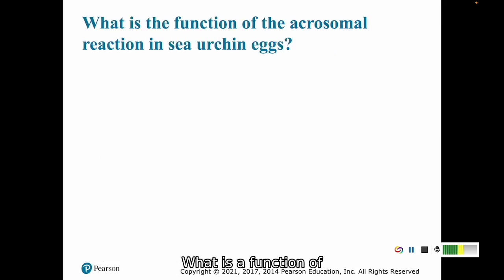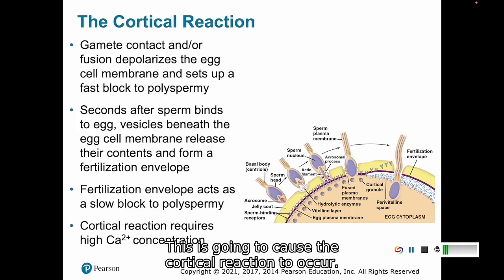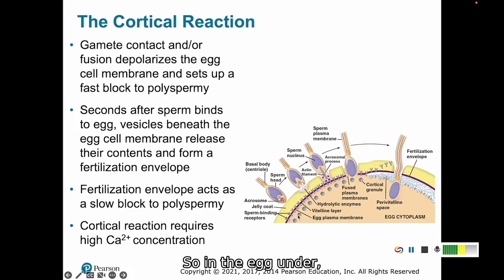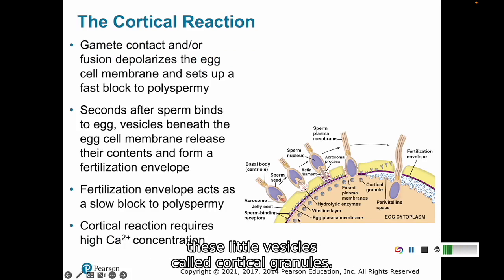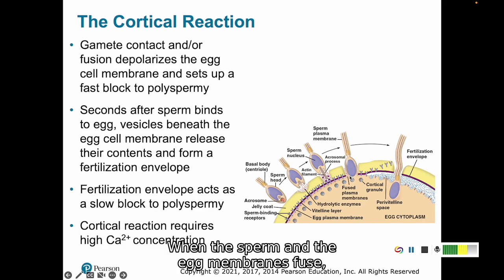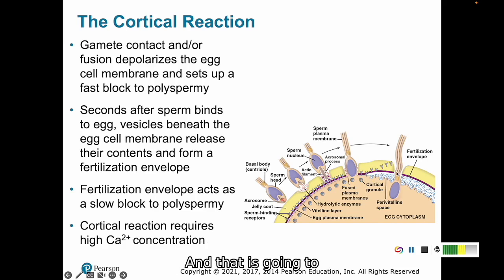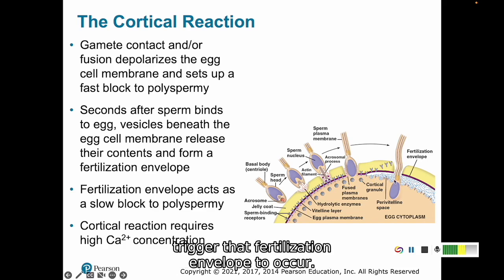Okay, what is the function of the acrosomal reaction in sea urchin eggs? This is going to cause the cortical reaction to occur. So in the egg, just under the membrane, are these little vesicles called cortical granules. And when the sperm and the egg membranes fuse, these cortical granules are going to spill their contents out to the edge of the egg, and that is going to trigger the fertilization envelope to occur.